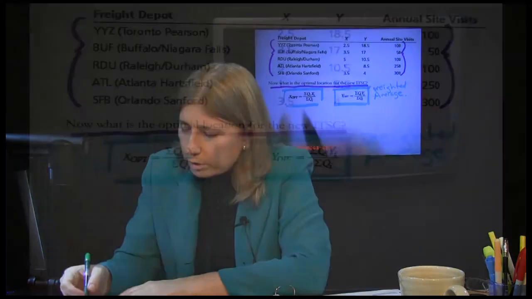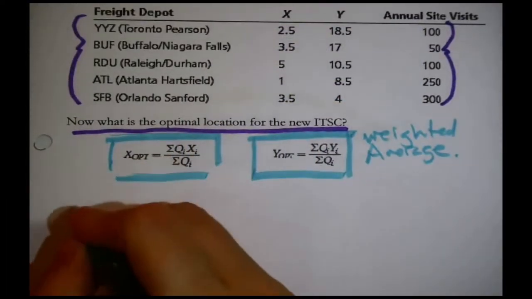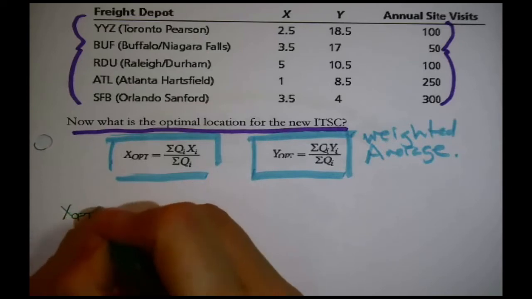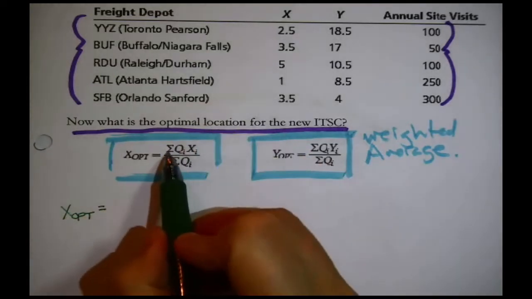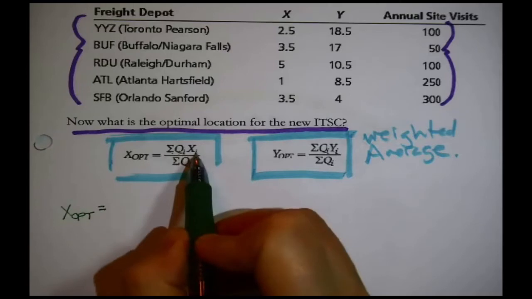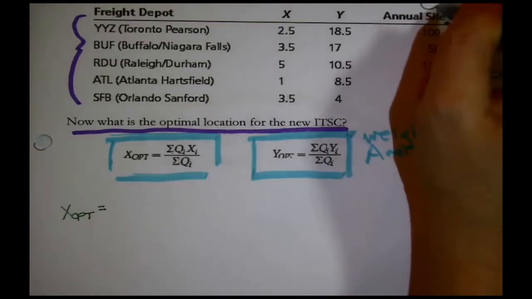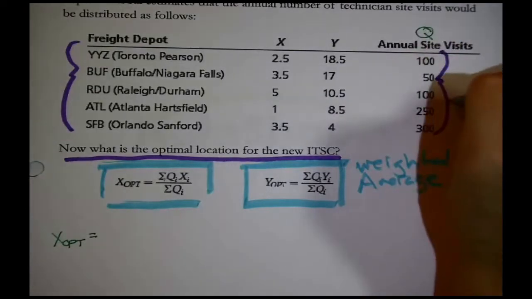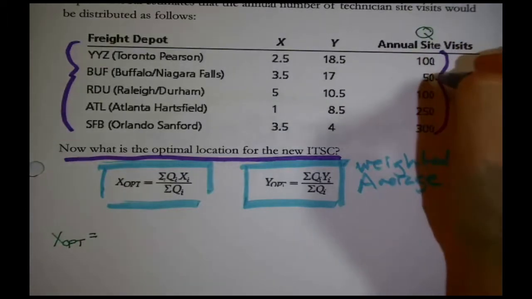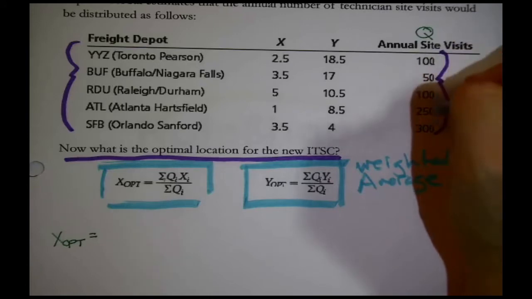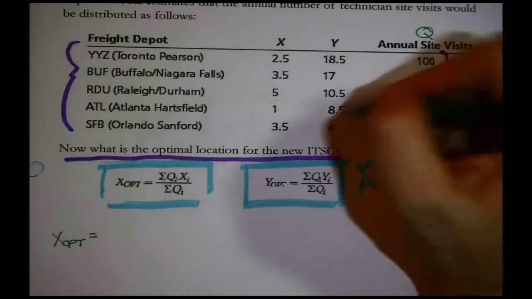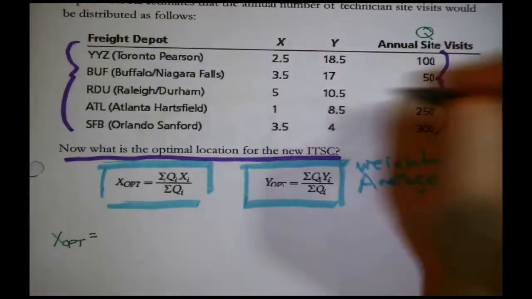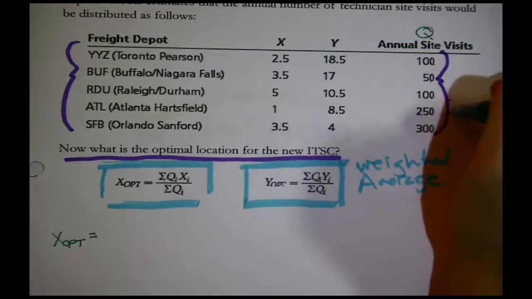ITSC, what you do is x-opt, that's what it means, x-optimal, the absolute very best, equals sigma, sum, Q times X. Now Q is our usual abbreviation for quantity, but this is the quantity that's being referred to: the number of visits or trips, the degree of traffic or service, whatever, between the facility you're trying to locate and each one of the destinations.